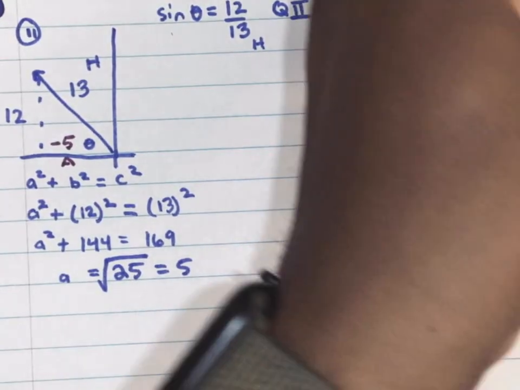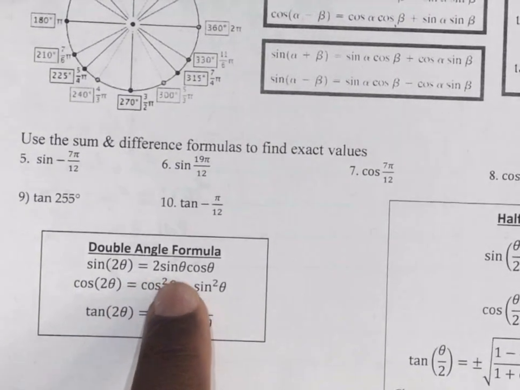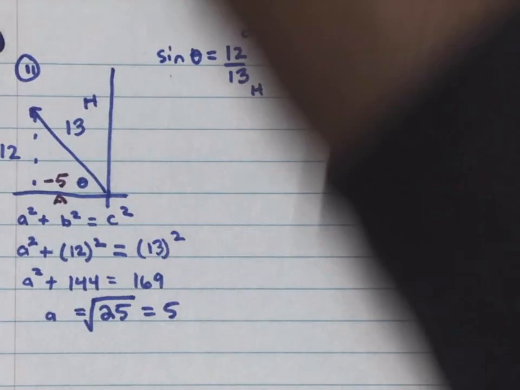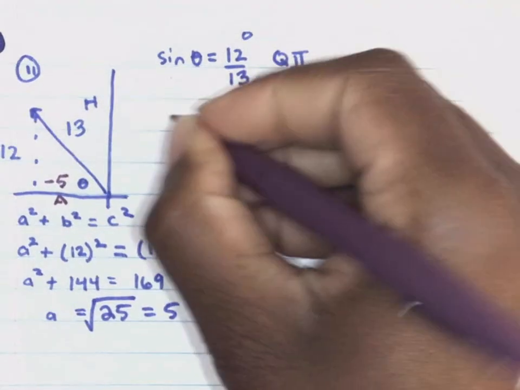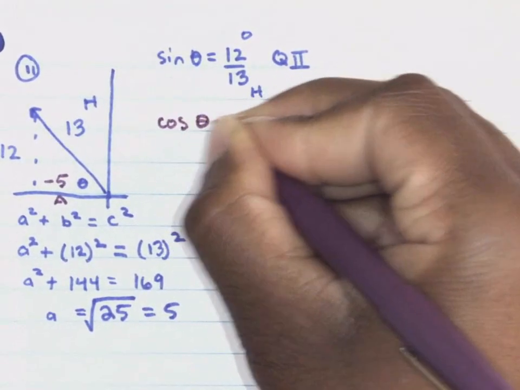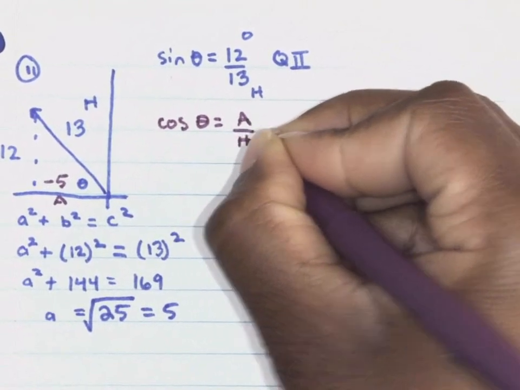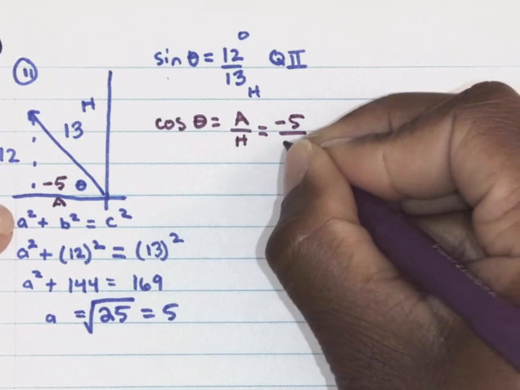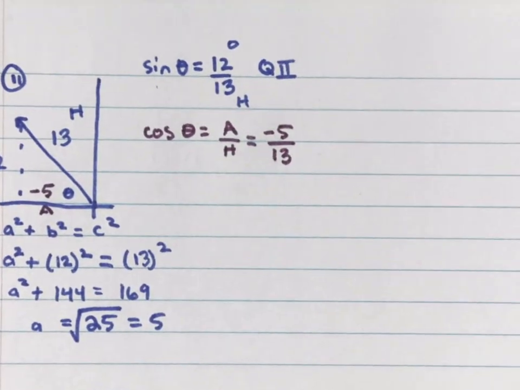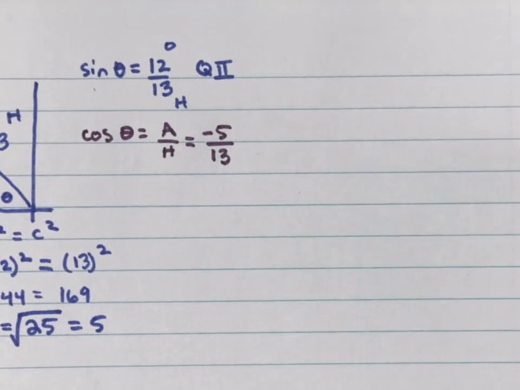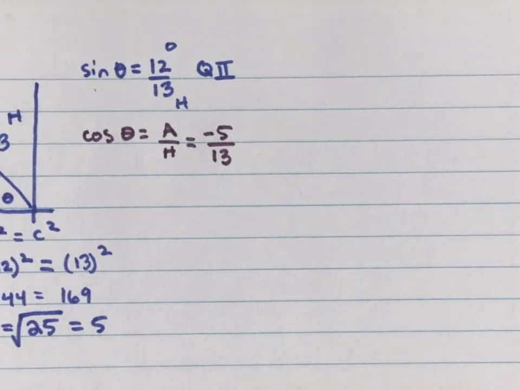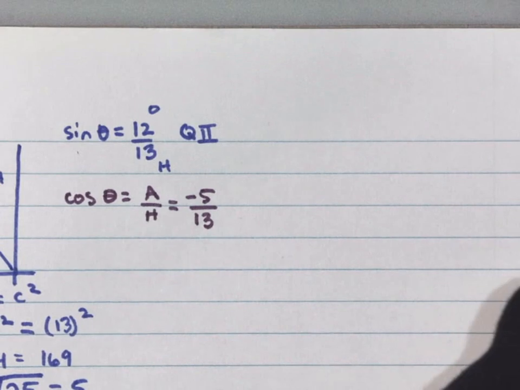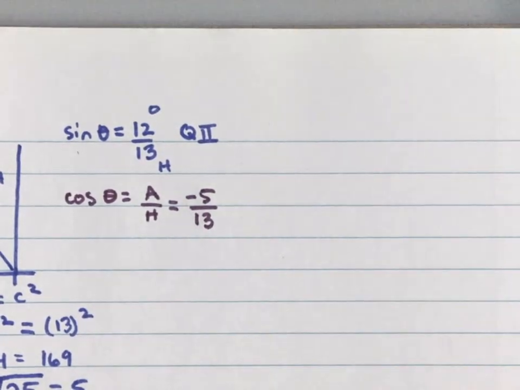Now, for the double angle formulas, I need an exact value for sine and for cosine. I was given sine. I need to write the exact value for cosine. And I know cosine is A over H. So A is -5. The hypotenuse is 13. Now I got both of the exact values I need to do the first two formulas. So let's get started with sine double angle.